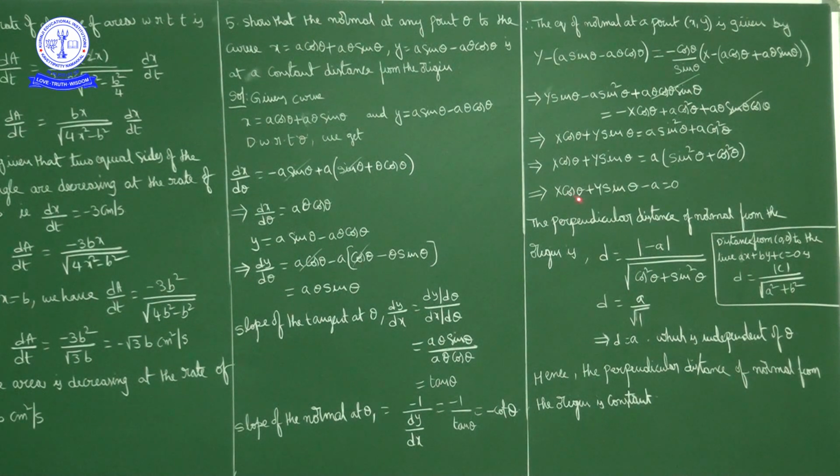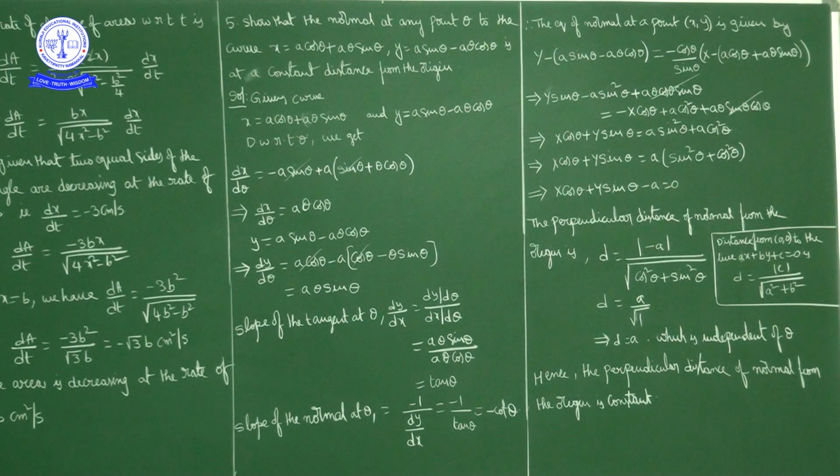the coefficient of x, which is cos theta, squared, plus the coefficient of y, which is sin theta, squared. Okay, cos square theta plus sin square theta is 1, and the square root of 1 is 1. Now here you can put modulus of a or modulus of minus a. So d is equal to a.